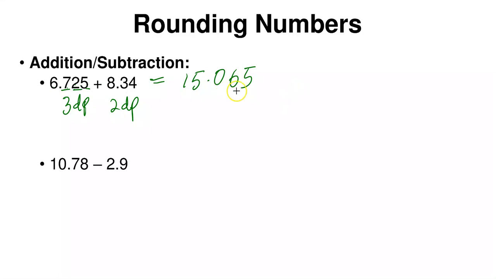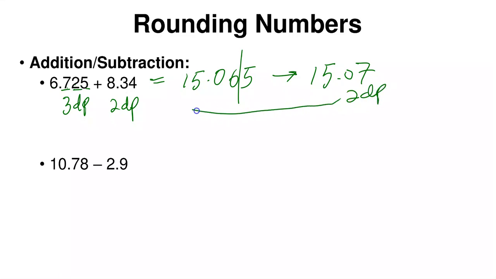Now, this is in 3 decimal places, but we want it to be in 2, right? What it means is that we're going to round it. We're going to drop this 5. And since this is equal to 5, we drop it and increase the other number, to 15.07. Now, this agrees to 2 decimal places, which is what this one has.